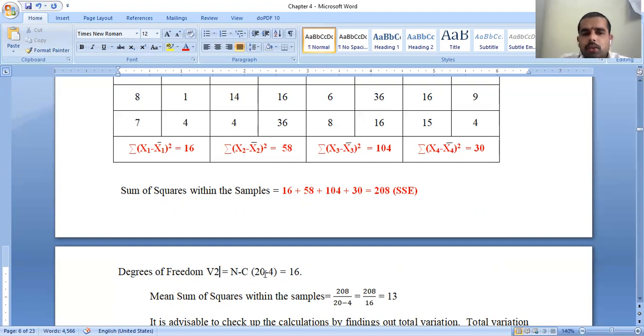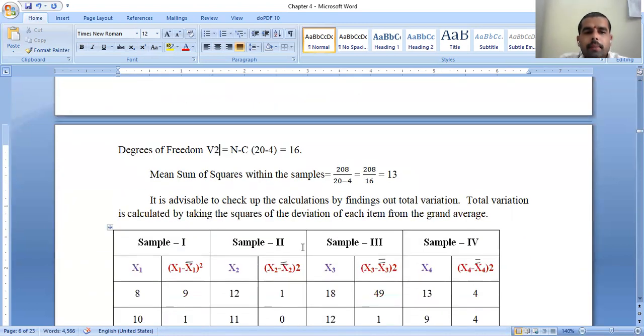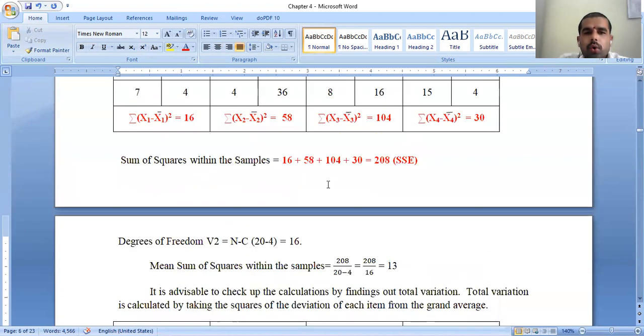Total number of samples is 20, then number of samples is 4. That is 16. V2 is equal to 16. V1 is 3, V2 is 16 here. Then after getting degrees of freedom, the sum of squares within samples is 208 divided by 20 minus 4, that is 208 by 16. That is 13. Here in this case, the value you got we call the MSE value. MSE value is 13.